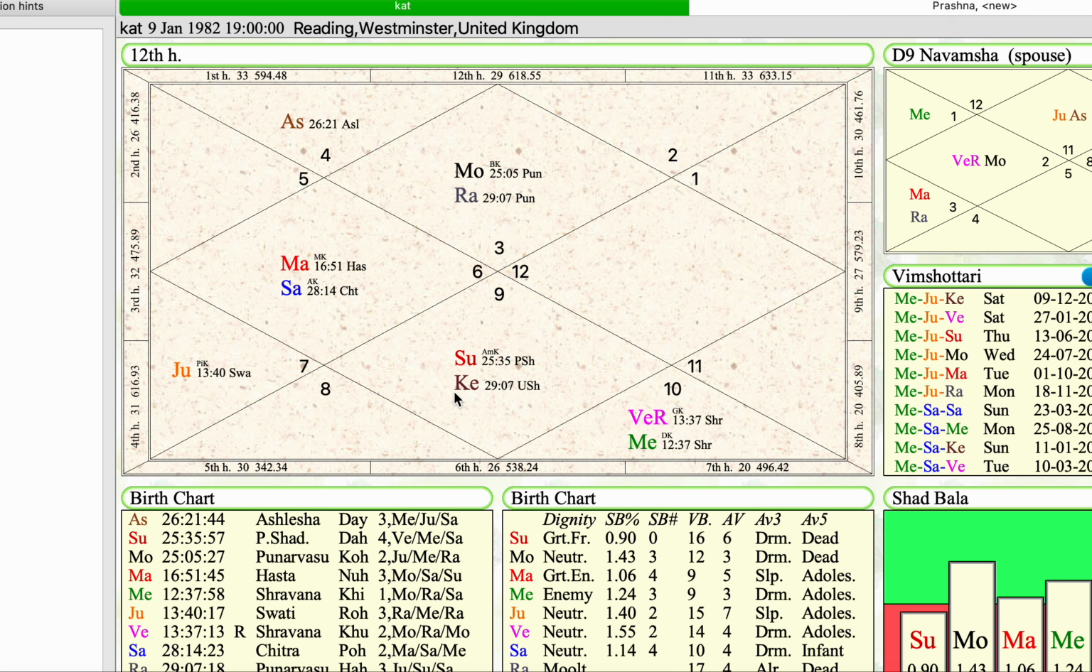Jupiter is responsible for one good house. The seventh house is a maraka, but for the partner it is the lagna. And Jupiter is placed in the fifth house, which is a good house. So what this will do is, this is expecting gains from Princess Diana, right? Gains from Princess Diana's side.